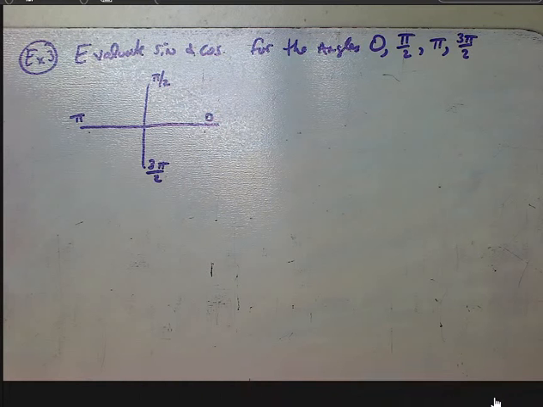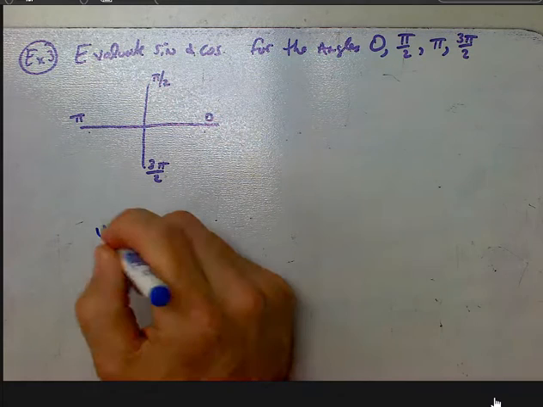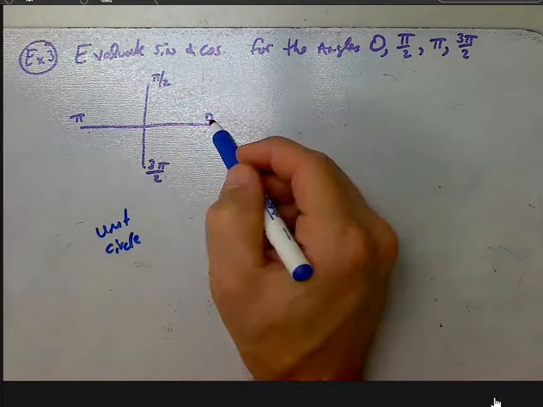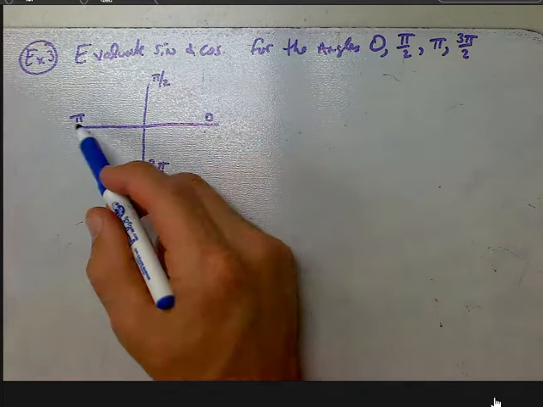Okay, for example 3, it wants us to evaluate the sine and cosine for the angle 0, pi over 2, pi, and 3 pi over 2. This is something you need to be able to do from memory, so this is how you should approach it. From the unit circle, I know 0 is here, pi over 2 is here, pi, and 3 pi over 2.